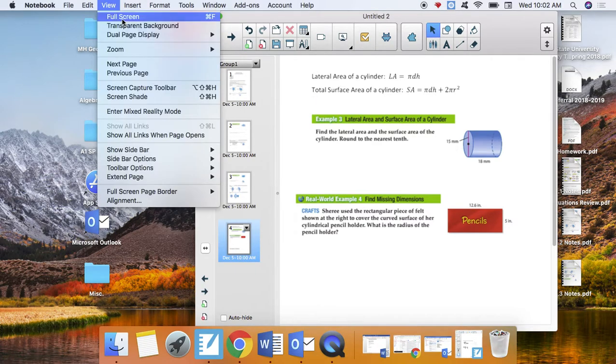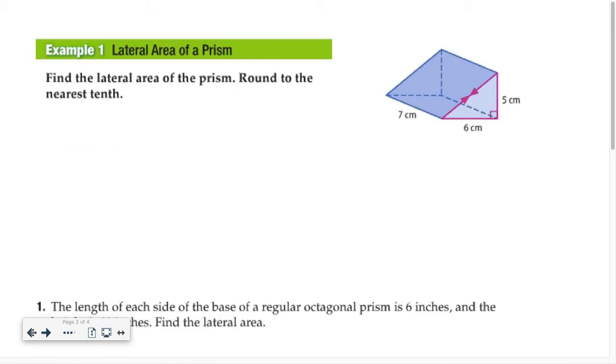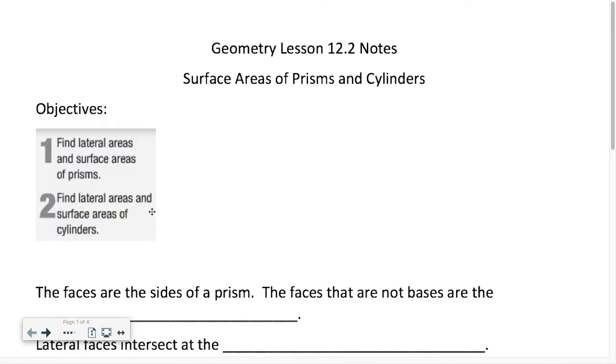Hello everyone. Today we're going to be taking a look here at Chapter 12. We're going to start with Lesson 2. Talk about surface areas of prisms and cylinders. So our objectives: find lateral areas and surface areas of prisms, and then find lateral areas and surface areas of cylinders.